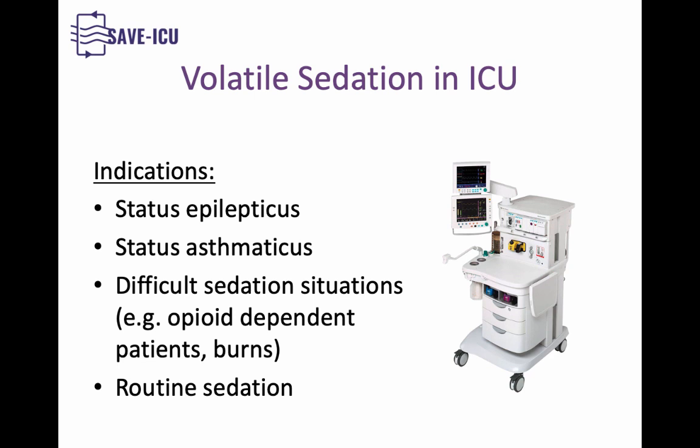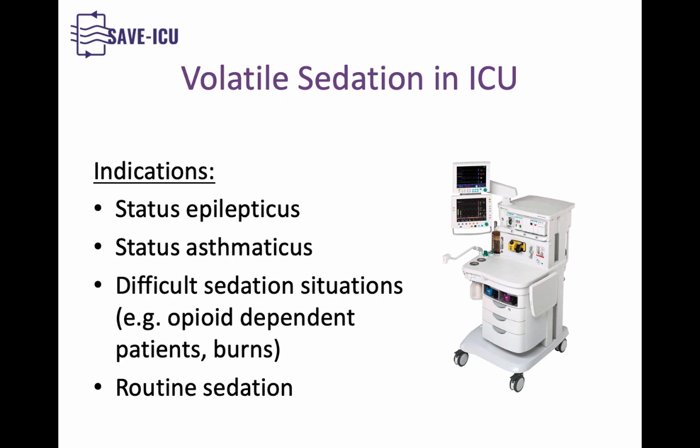But there are other patients where I'd like us to consider using volatile sedation in the ICU. There are patients that are difficult to sedate, like patients who are opioid dependent, or patients who have burns and require frequent dressing changes, or any patient that requires frequent sedation for procedures. These patients will tend to develop tolerance to opioids and benzodiazepines and tend to require escalating doses, and with each time it becomes more and more difficult to achieve adequate sedation. In these situations, I'd like us to consider using volatile agents.